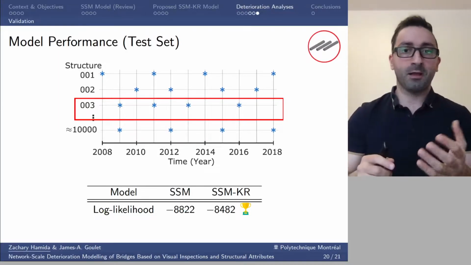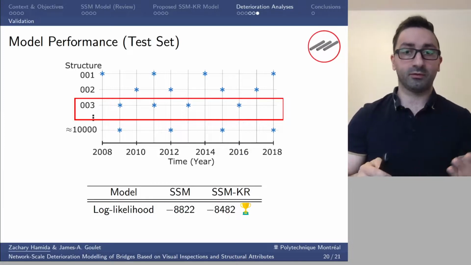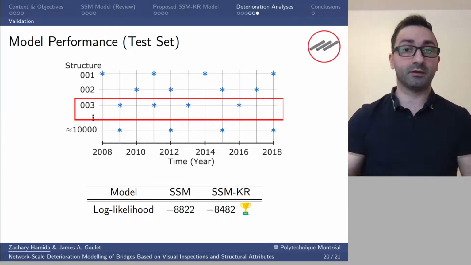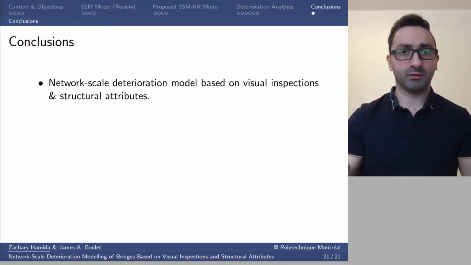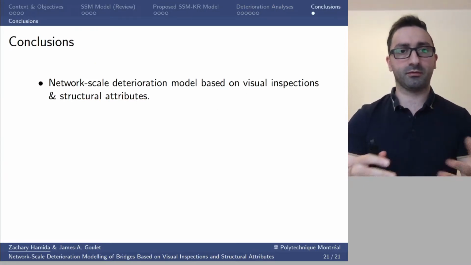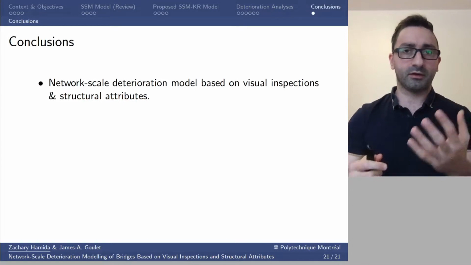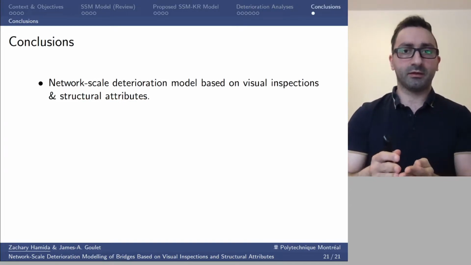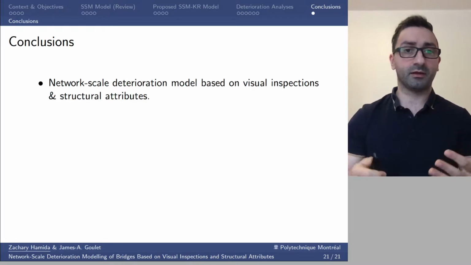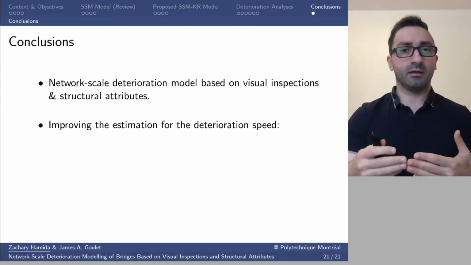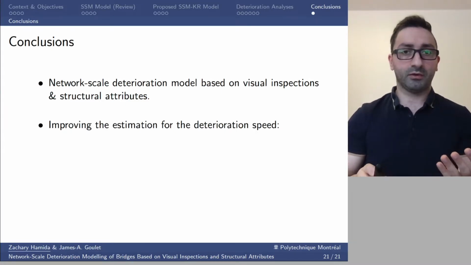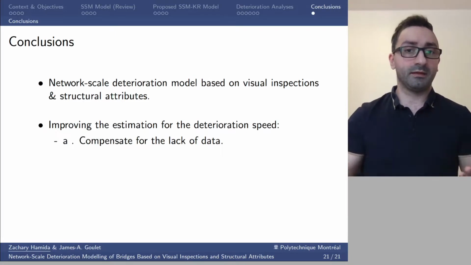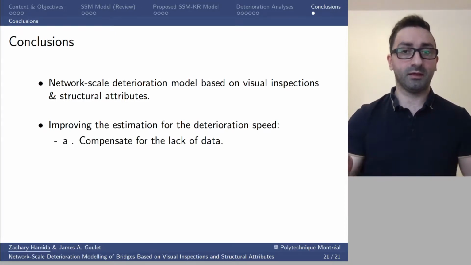However, there are other analyses that are available in the paper, with further explanation of all the details in each example. Now, as for the conclusion, in this research project we've developed a network scale deterioration model that allows modeling the deterioration based on visual inspections and structural attributes of the bridges of our infrastructure. This approach, factoring in structural attributes, allowed improving the estimation for the deterioration speed by compensating for the lack of data for some of the bridges.